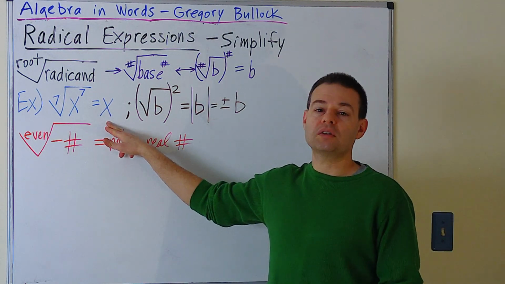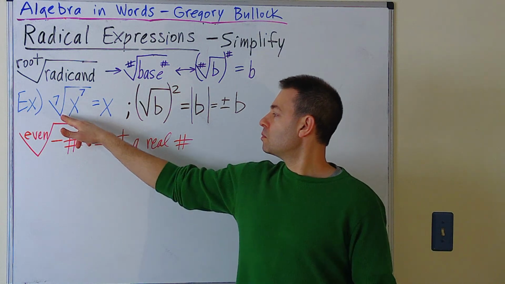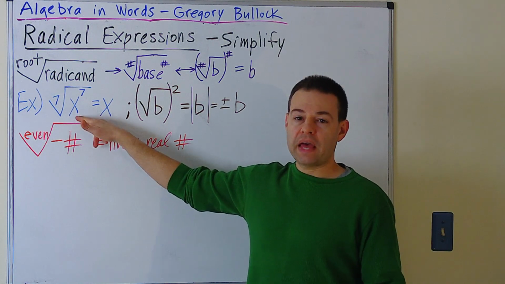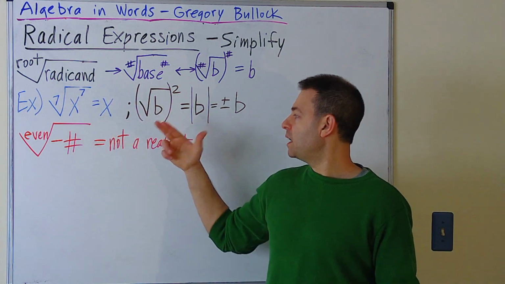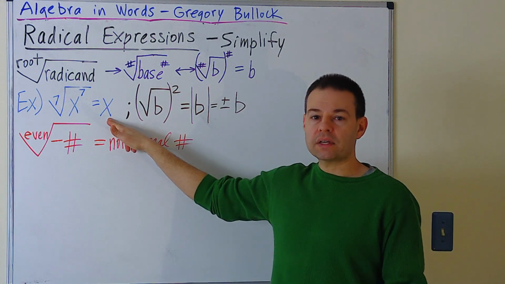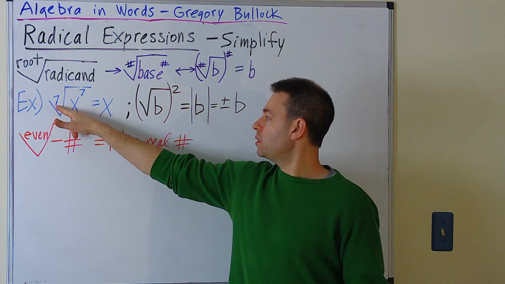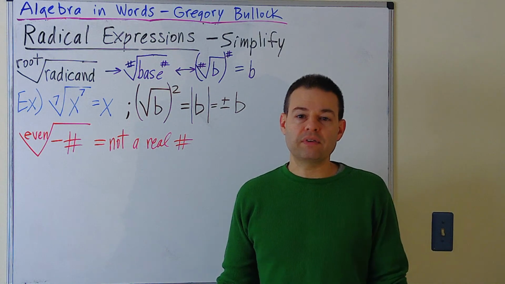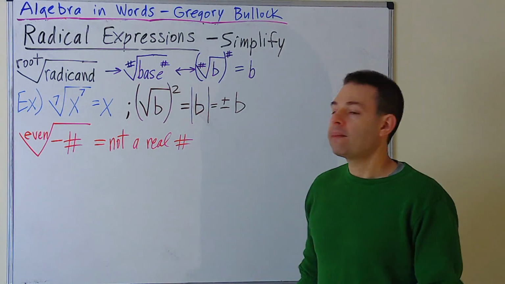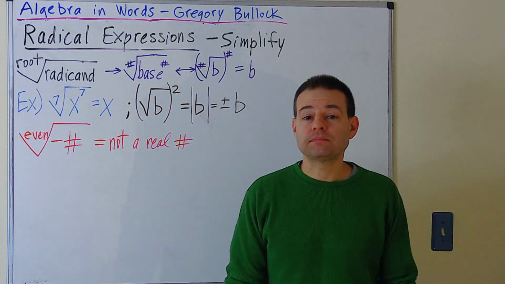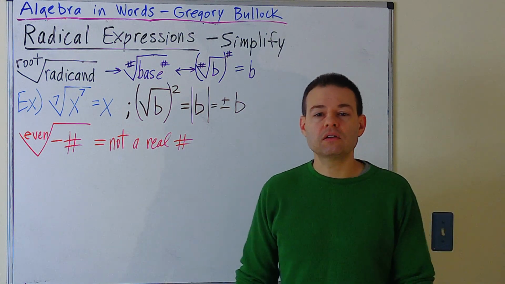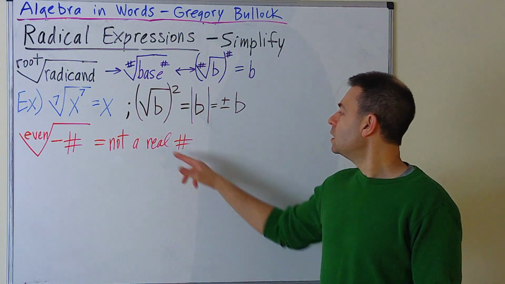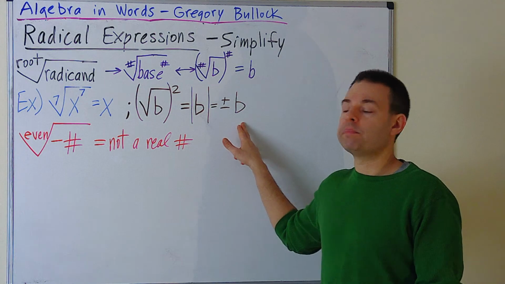Let's look at this one, where we have root 7 of x to the 7th, and it equals the base x, because the root and the exponent are both 7, they're the same. Not much more to say about it. And it could get a little more complicated from there. But then let's look at this example.